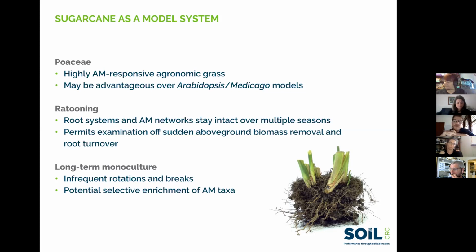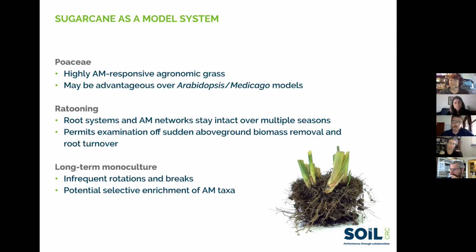Because sugarcane is ratooned, and because mycorrhizal symbiosis is contingent on carbon for nutrient exchange, we can also tease out some pretty cool effects at harvest. So when you have sudden above ground biomass removal, and that source of carbon is suddenly removed from the fungus, we see some very interesting phenomena take place.